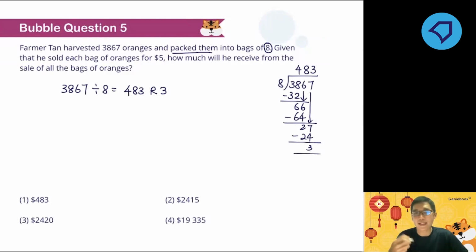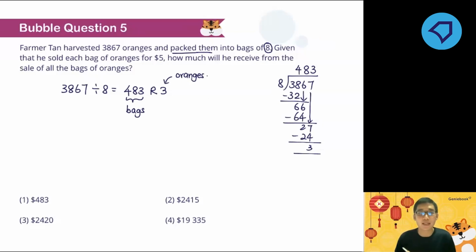So what does the 483 here stand for? And what does the remainder 3 actually stand for? 483 represents the number of bags, because each bag contains 8 oranges. So there will be 483 bags. The 3 in the remainder stands for the number of oranges. But because each bag must have 8 oranges, these three remaining oranges will not satisfy the condition. So we're not going to put those 3 oranges in any of the bags, so they'll be left behind.